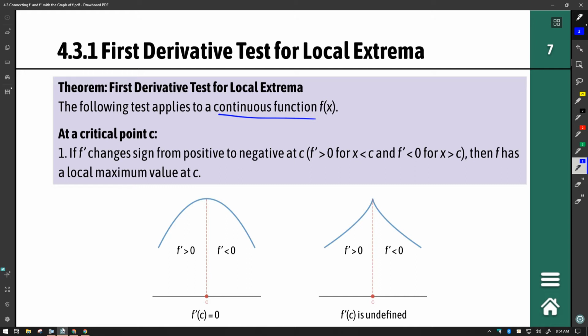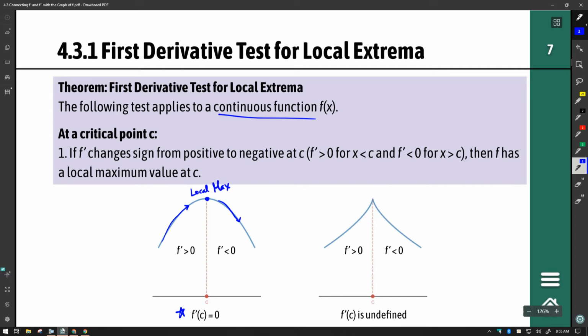So take a look at this. Here f prime is 0. So we have a critical number in the first example. We have f prime is positive to the left. We have f prime is negative to the right. The graph is rising, the graph is falling. That makes this point a local max.